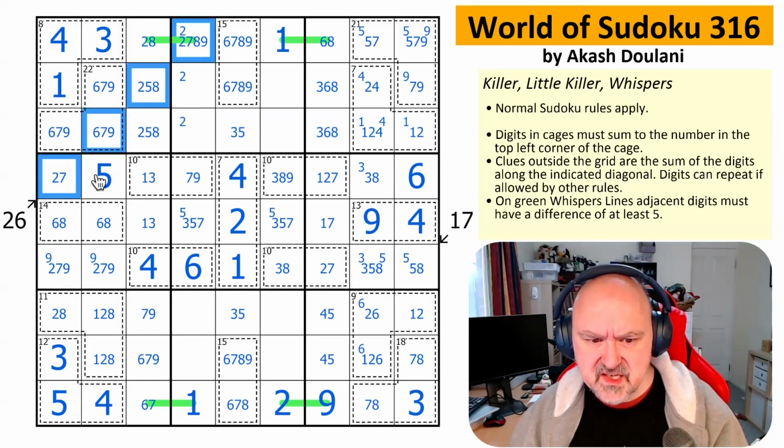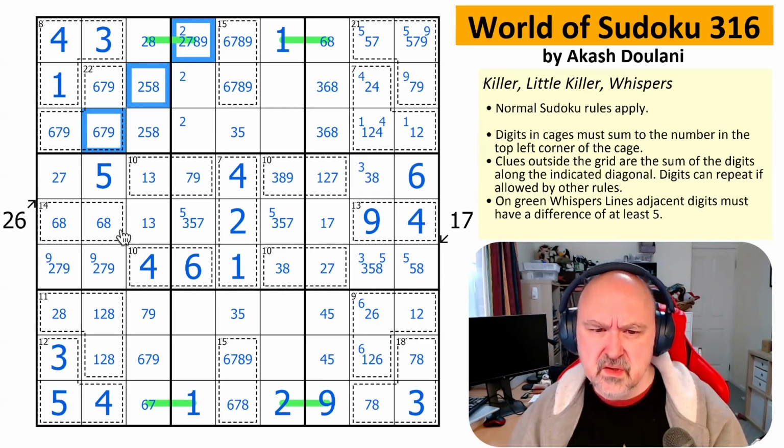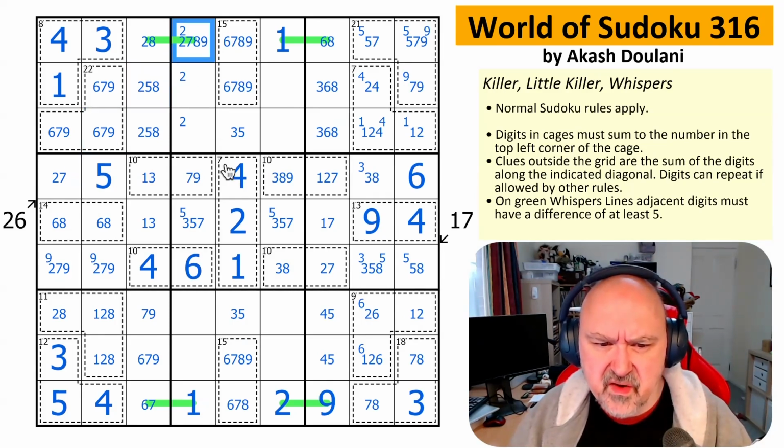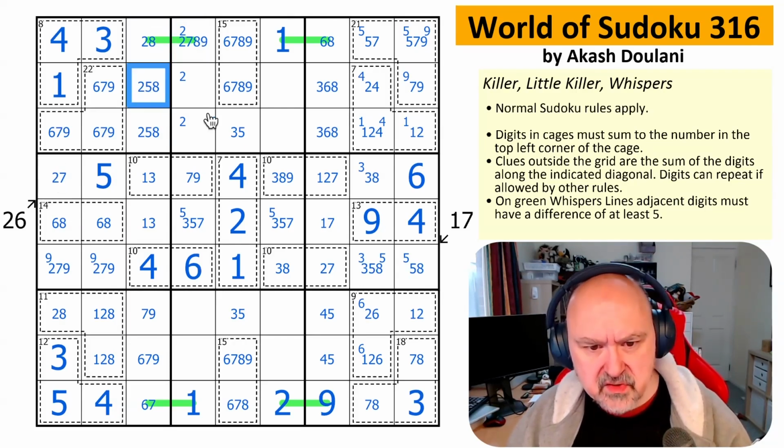So these have to sum to 26. So if this is 2, these sum to 24. 7, 8, 9. That works. So 26 is just not a nice value. If that's 2, these sum to 24. 7, 8, 9. If that's 2, 7, 8, 9. Hang on, that doesn't work. If that's 2, the others have to sum to 24, but that would make that high, and that would also have to be 2. So that can't be 2.